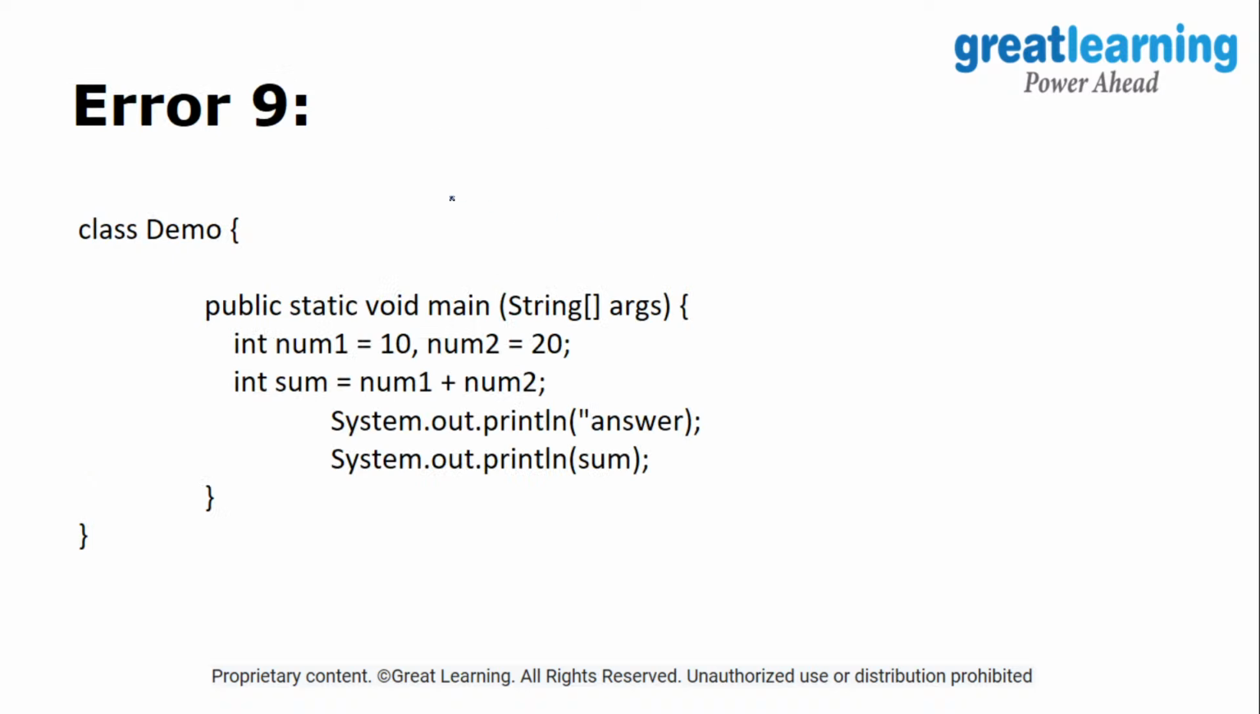And now what will be the error in this program? Quickly go through it. You have the main method, and in that main method you have num1 and num2, and then you have sum equal to num1 plus num2, and then you are trying to print answer as well as sum.